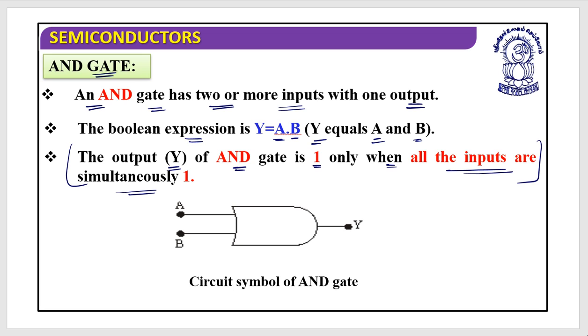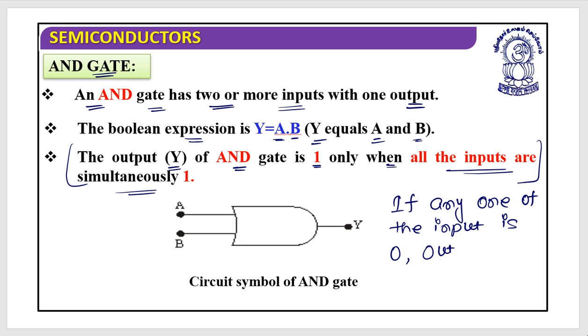Yes, this is the logic, that if all the inputs are 1, the output will be 1. If any one of the inputs is 0, the output would be 0. So this is the tagline. If any one of the inputs is 0, then the output will be 0. It is as simple as that.